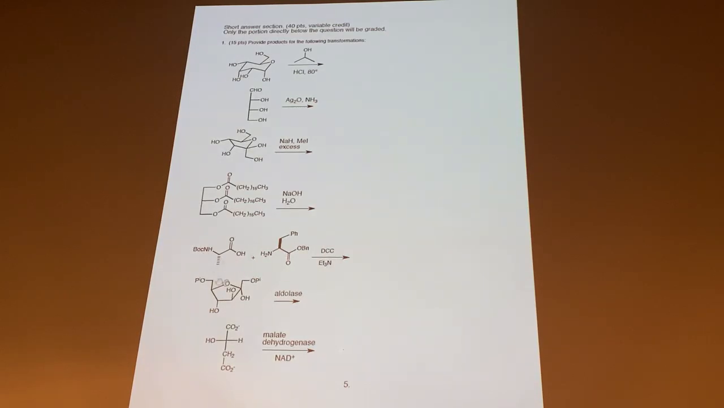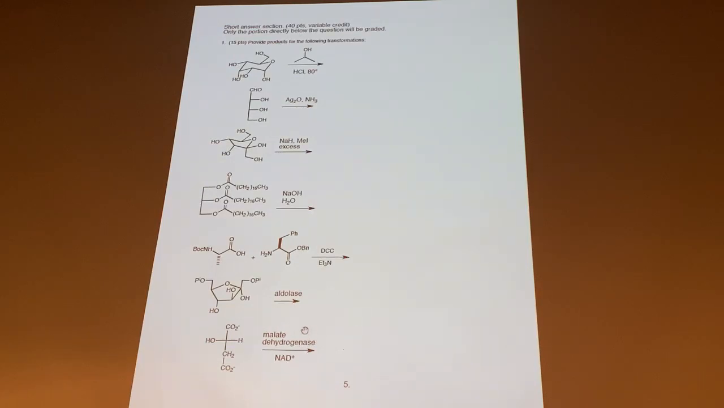Aldolase, here we have fructose 1,6-diphosphate. You need to go to the ring open form, show the ketone, and then do the retroaldol. And what are the two products? GAP and DAP. And there you can just use those acronyms. Make sure you know what GAP and DAP mean, or draw out GAP and DAP, doesn't matter.